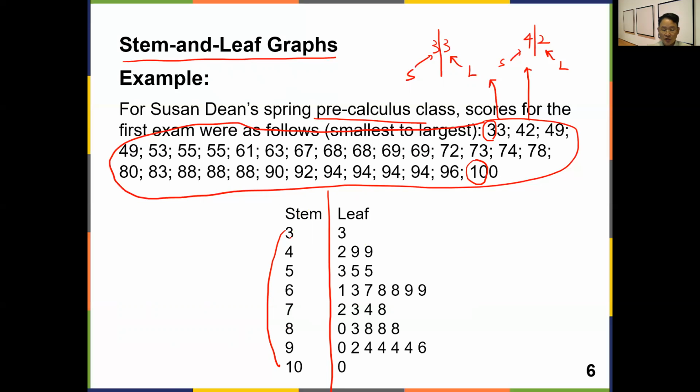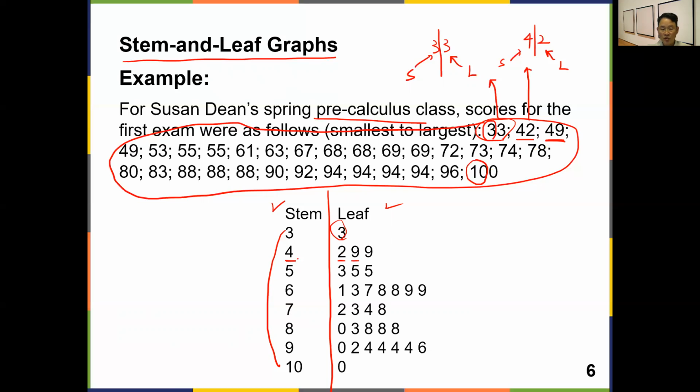Now, stem number ranging from 3 to 10. So now that you set up your stem part, now you are checking your leaf part. First number, 3. That's how we get this 3, right? The second number, 42. 42 right there.